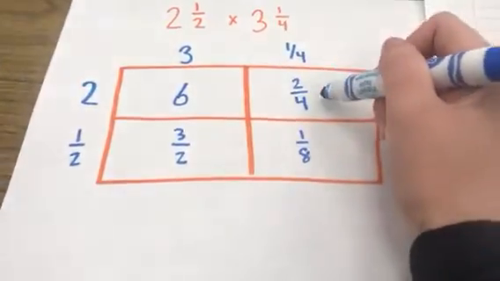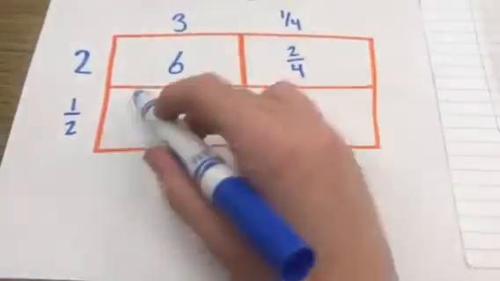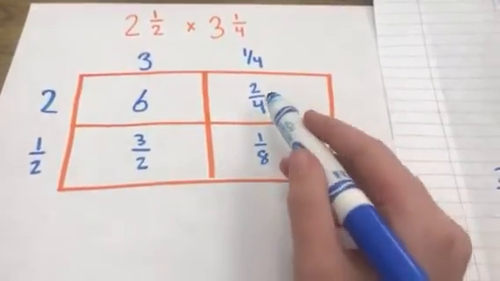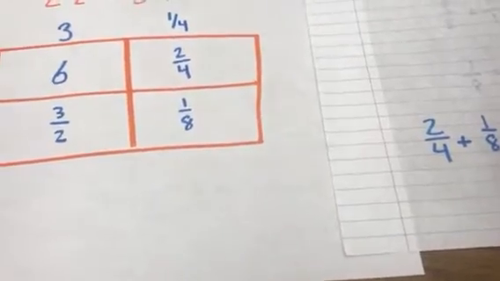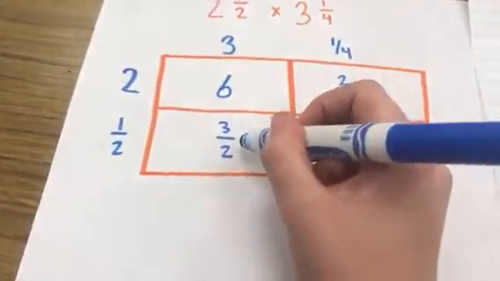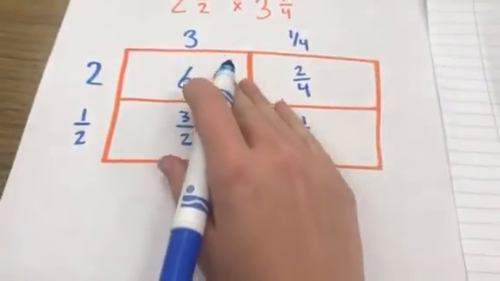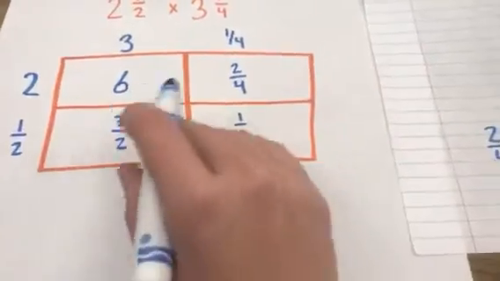So I'm going to write 2/4 plus, make sure you're adding, where we just multiplied. Now we need to add all our factors together. So 2/4 plus 1/8 plus 3/2. Okay, so I've got all my fractions. I'm not going to worry about my whole number right now. I'll bring it back down later, but I'm going to worry about adding my 3 fractions.